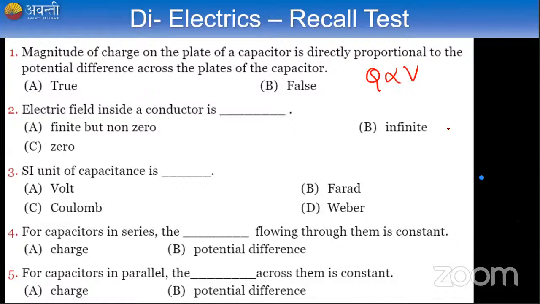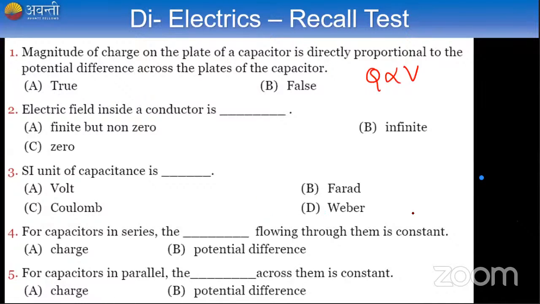So, second question: the electric field inside a conductor is, okay, you know the answer. The SI unit of capacitance is, again, you know the answer. For capacitors in series, the dash flowing through them is constant.